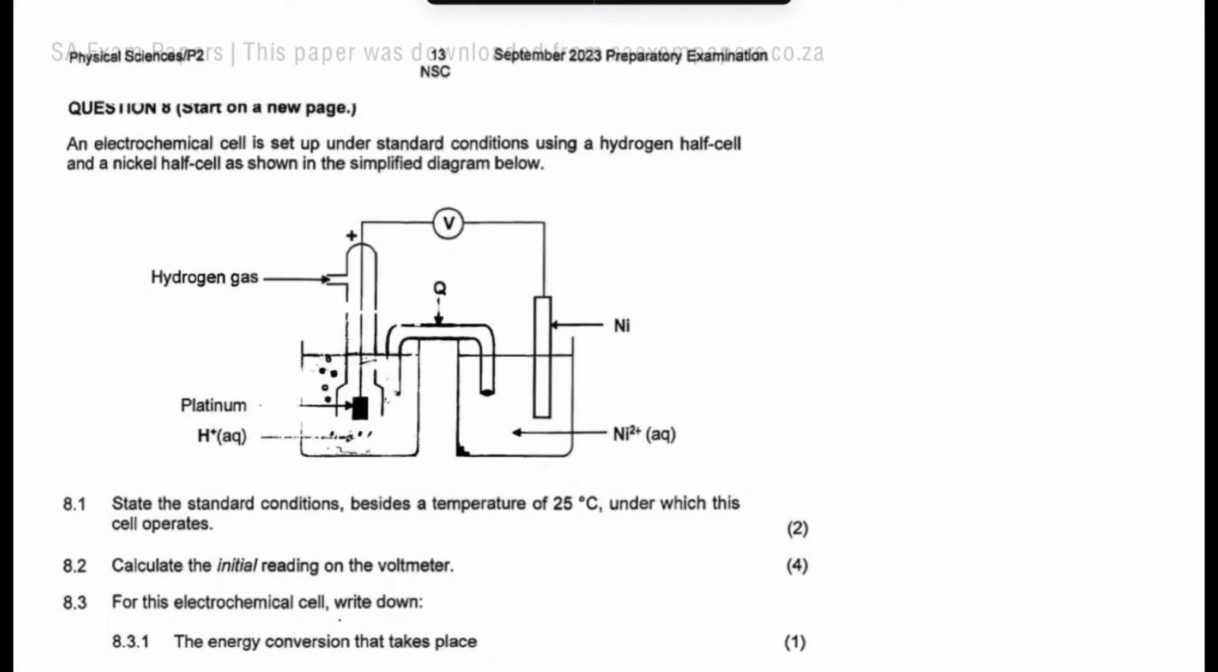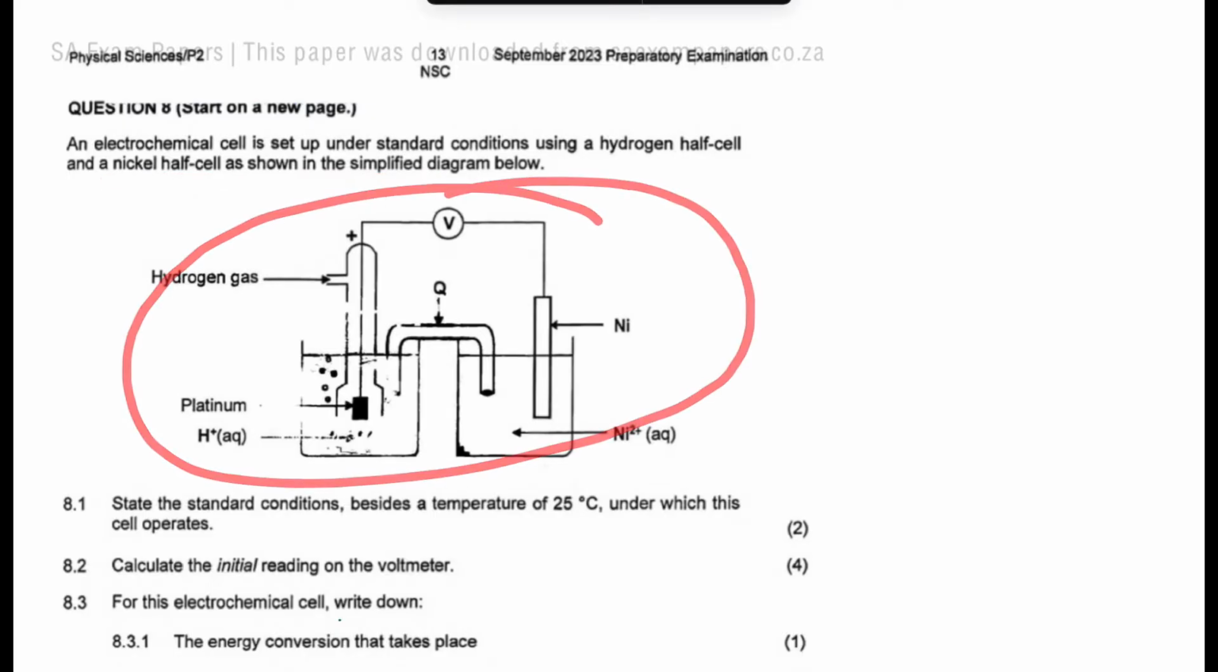This is the preliminary exam, a KZN September 2023 question paper. Let's cut the chase. It says an electrochemical cell is set up under standard conditions using a hydrogen half cell and a nickel half cell as shown in the simplified diagram below. This is the electrochemical cell.